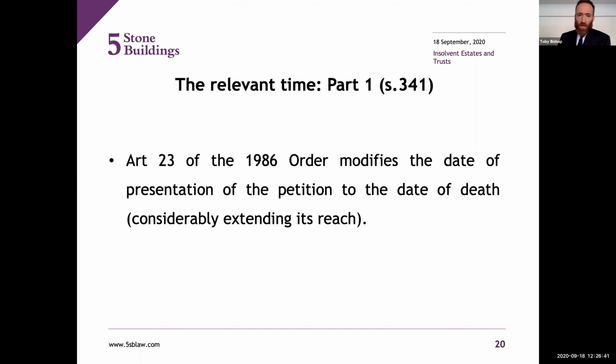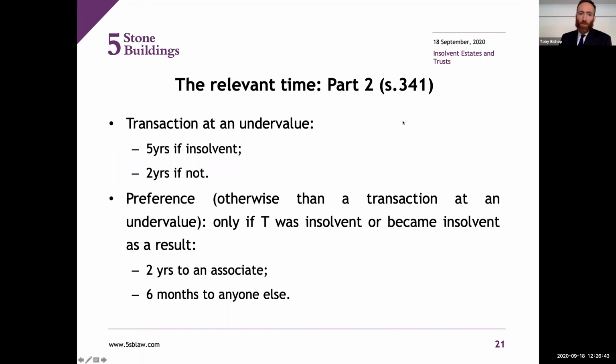scope of these powers. So looking at the timetable, if it's a transaction in undervalue, then you can reach back 5 years if the debtor was insolvent at the time when they made it, or if they were made insolvent by the transaction, and 2 years if they weren't. Now, a preference, if it is not also a transaction in undervalue, you can only reach back if the deceased was insolvent at the time, but it's 2 years if it was to an associate, and it's 6 months to anyone else.